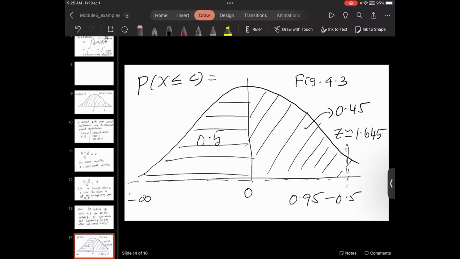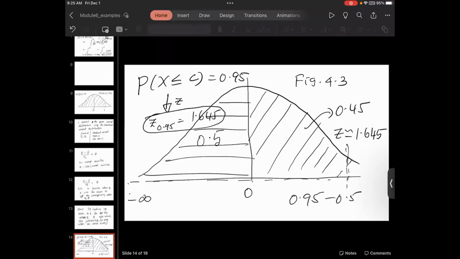So you just have to look at the original statement, which says the probability of X up to C is 0.95. So we converted the problem in terms of Z and looked up what value of Z leads to 0.95, which is 1.645. So now the problem is not yet over. You still have to convert this Z value back to the X value.